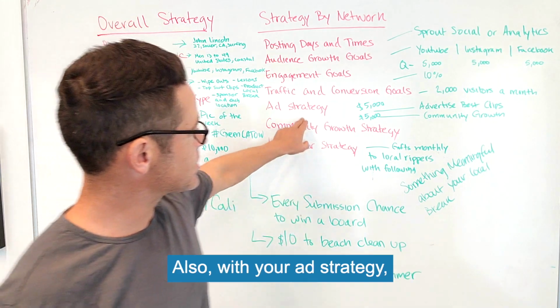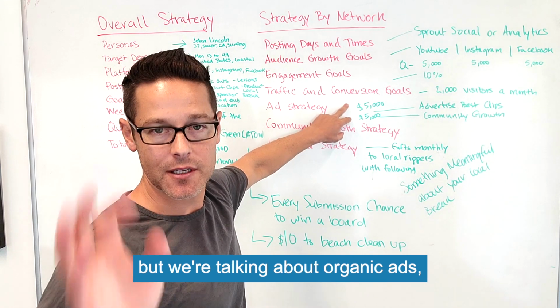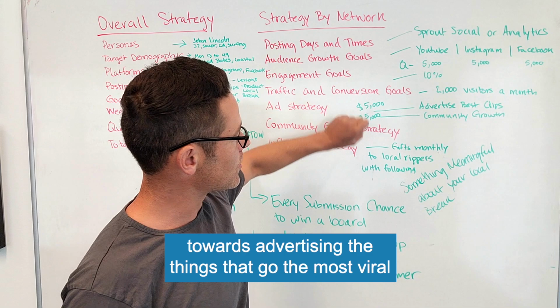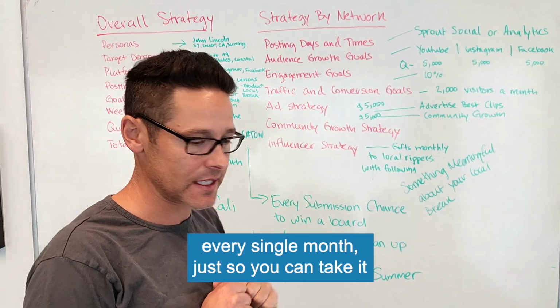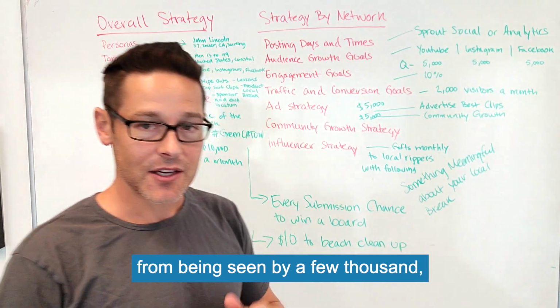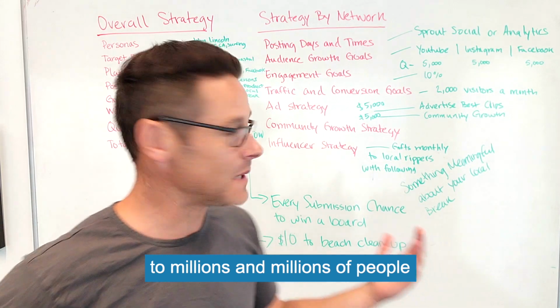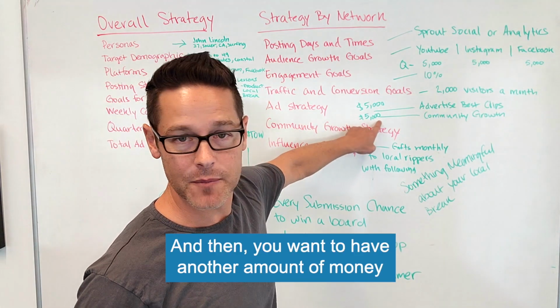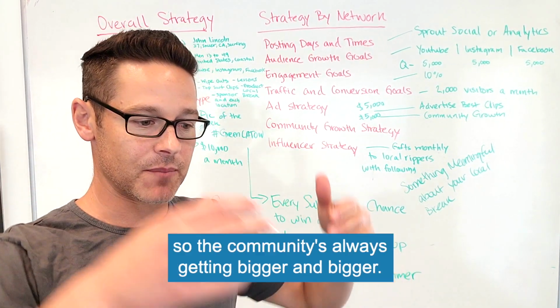Also, with your ad strategy, and we're just talking about not direct cost per acquisition ads, but organic ads. In this case, you want to put $5,000 towards advertising the things that go the most viral every single month, just so you can take it from being seen by a few thousand, tens of thousands of people to millions and millions of people with a type of ad budget like that. And then you want to have another amount of money for community growth. That community growth is going to make it so the community is always getting bigger and bigger.